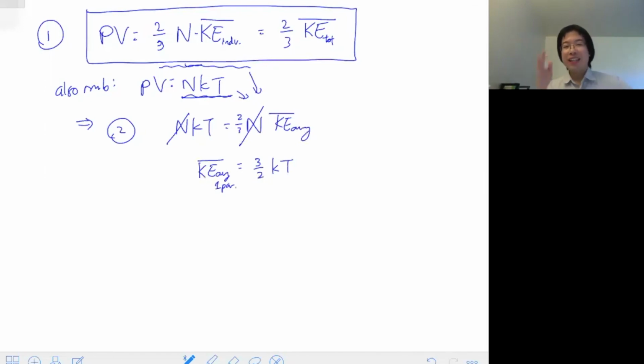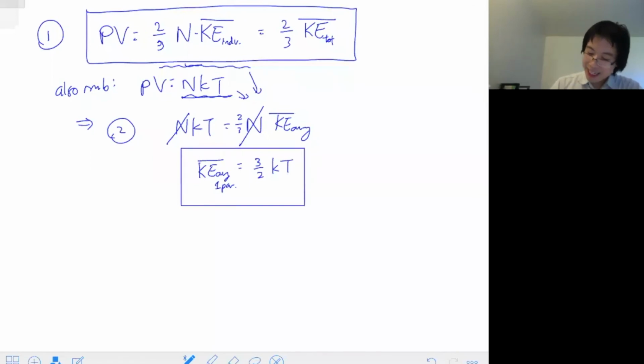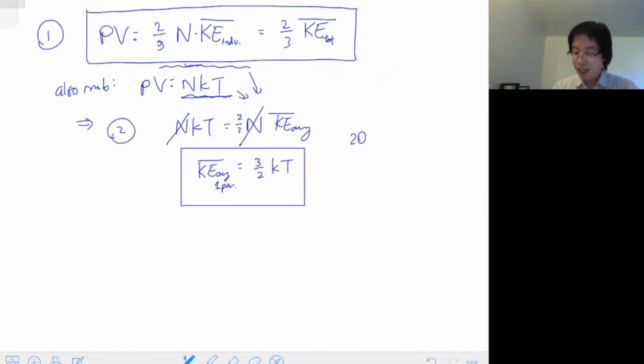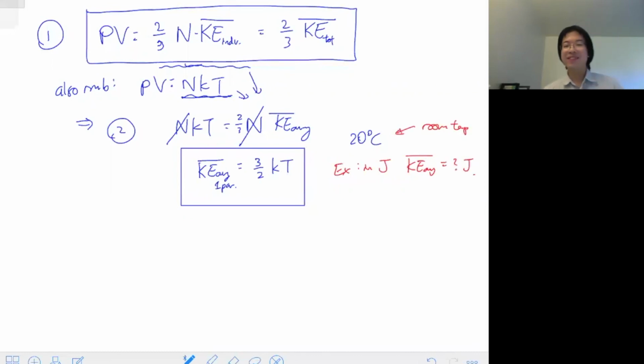So takeaway number 2 is, if you stick a thermometer in, instead of doing the very cumbersome thing that I just did in measuring the pressure and the volume, you just measure and tell me it's 20 degrees Celsius. First of all, you need to convert that to Kelvin. Now, this is your exercise at home: tell me in joules what's the average kinetic energy of a particle at room temperature. Of one particle.